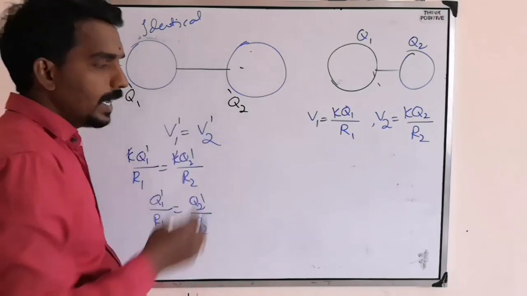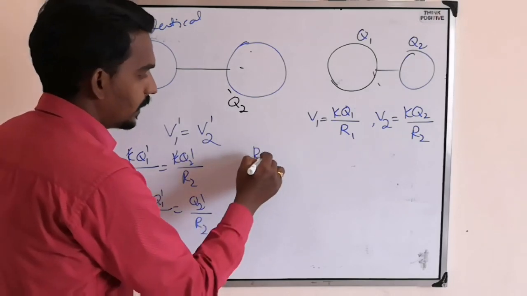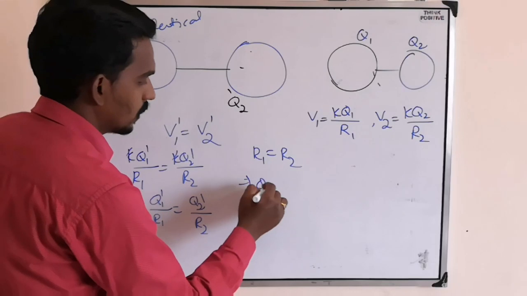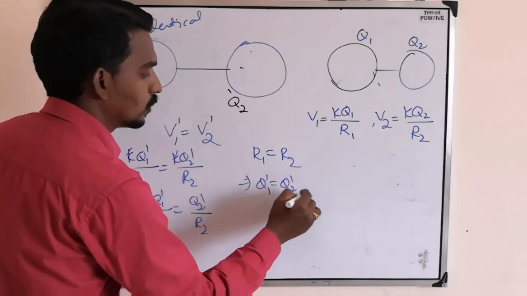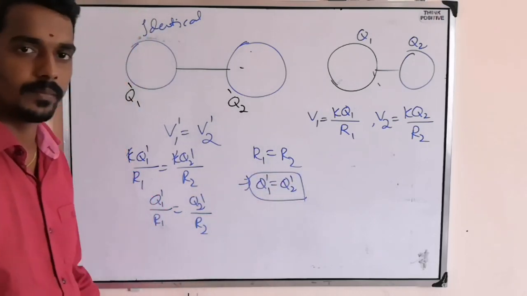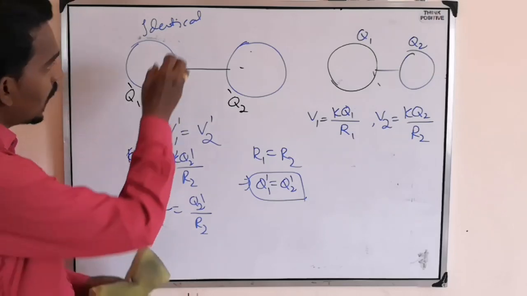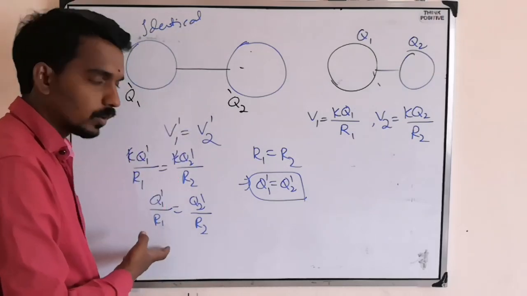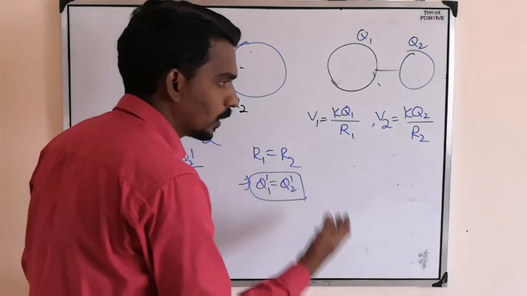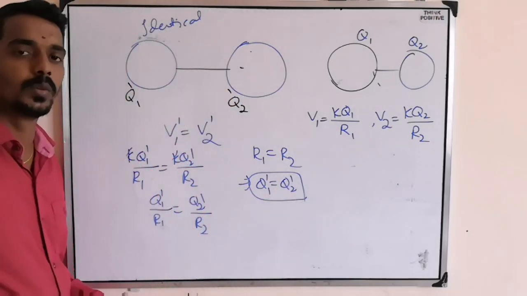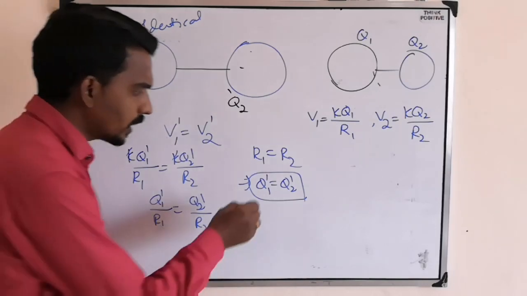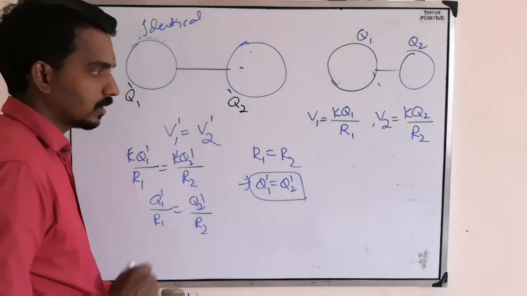But if they are identical, R1 equal to R2 implies q1 dash equal to q2 dash. So if they are identical, the sizes must be the same, R1 should be equal to R2. So obviously q1 dash equal to q2 dash. Right? Now what is q1 dash and q2 dash?